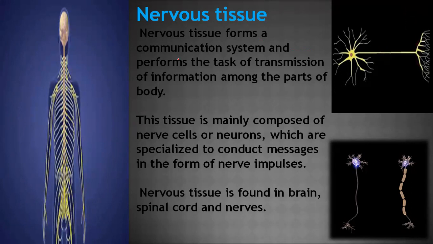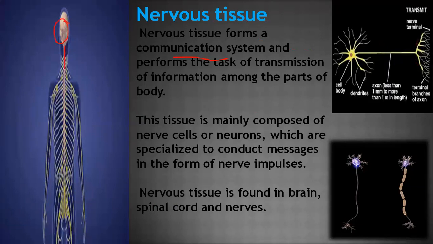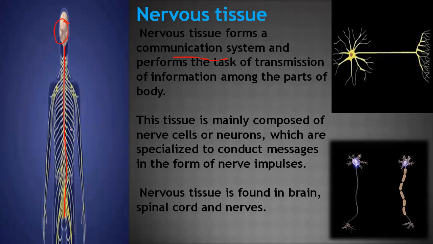So nervous tissue forms a communication system and performs the task of transmitting information among the parts of the body. You can see in this diagram the message coming from the body to the brain, and then from the brain to other parts of the body. This brain and this long tube which goes down from it is called the spinal cord. Together this is the central nervous system, and all these nerves are called the peripheral nervous system. We will not go into detail.